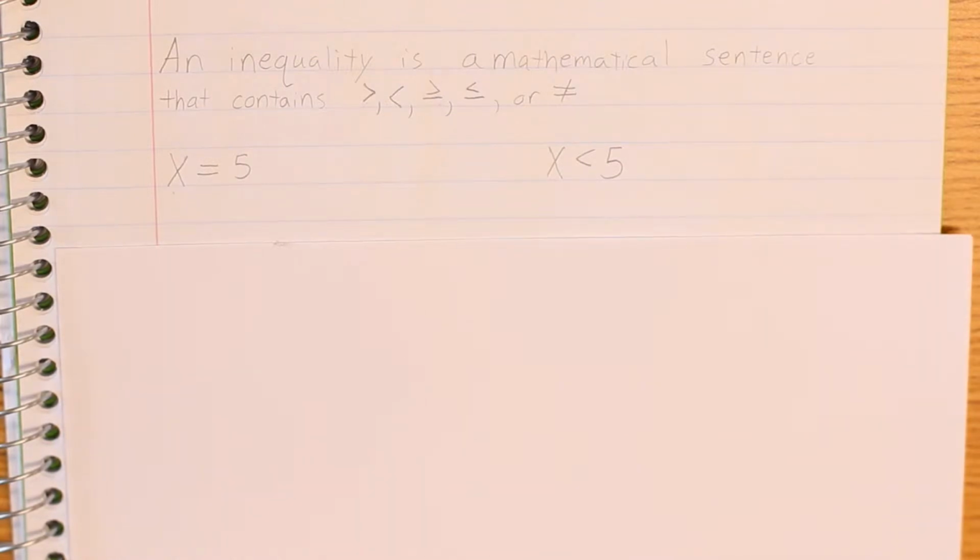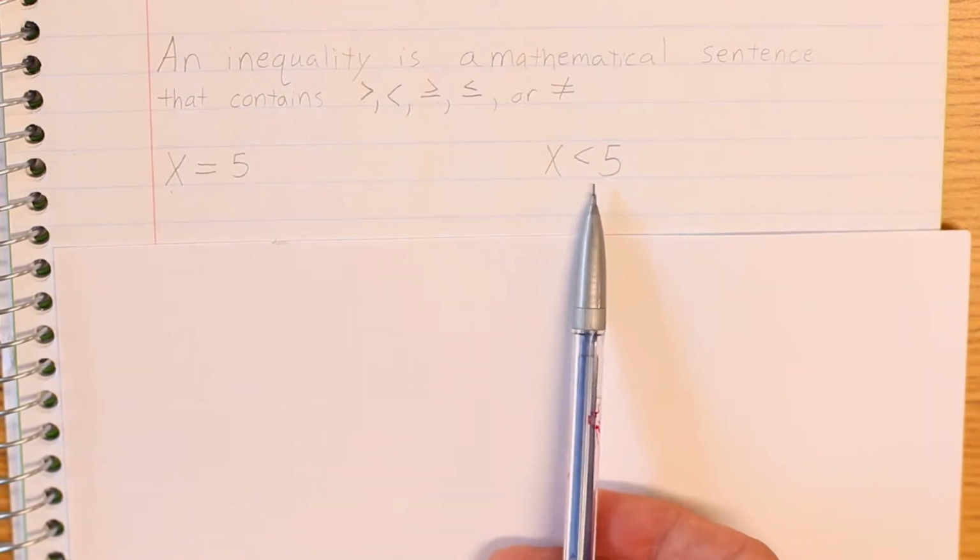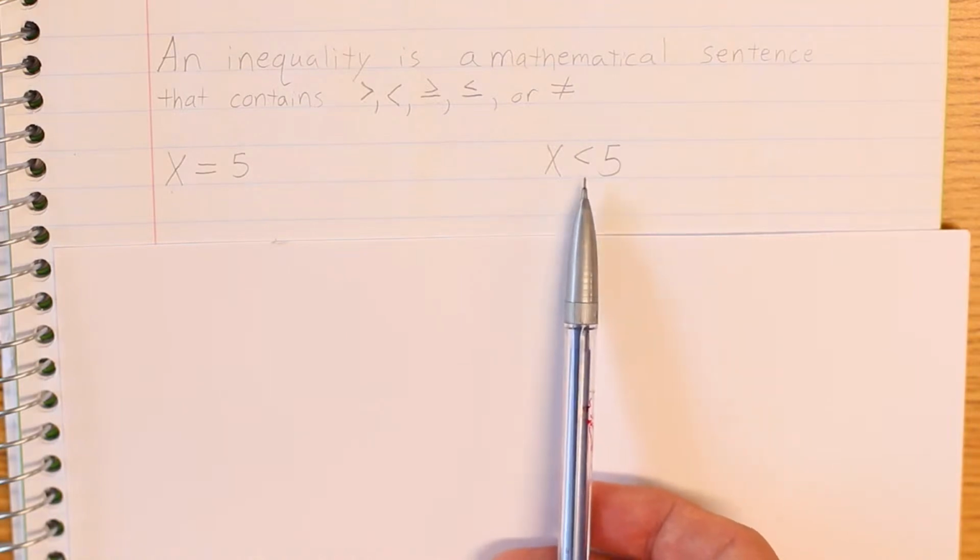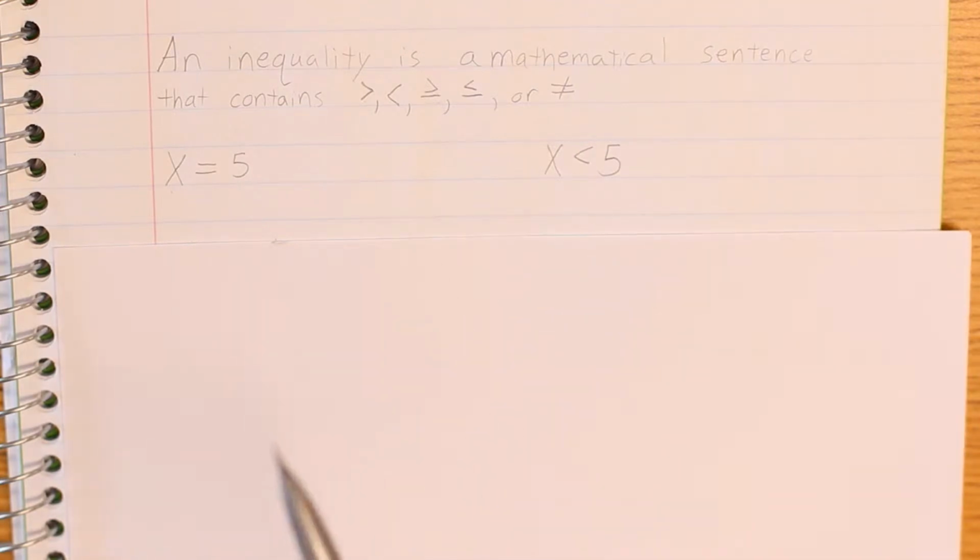Can x be 5 in this situation right here? No, because that's the less than symbol. X is less than 5. If x was 5, that wouldn't make sense because that would say 5 is less than 5, and we all know that that doesn't work. But what can x be? Well, pick any number less than 5.